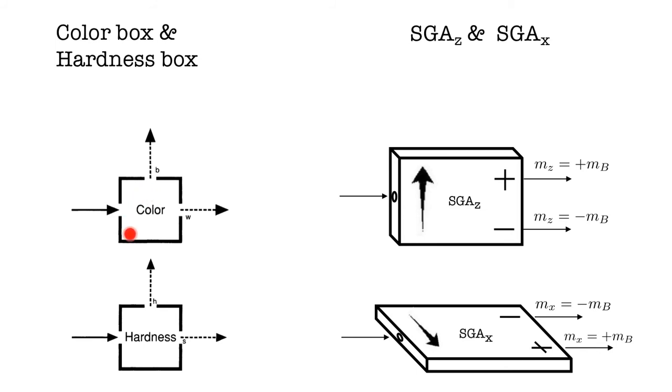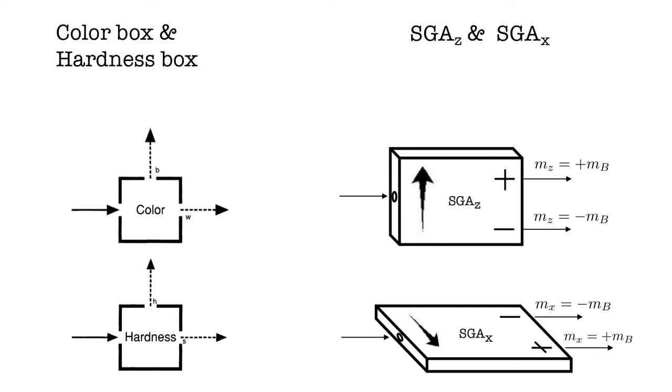Okay, so it turns out that this color and hardness analogy holds for any two Stern-Gerlach analyzers that are perpendicular to each other. So z and x works, minus z and minus x would work, plus and minus 45 degrees would work. Any pair of analyzers that are 90 degrees apart would have the same exact properties as a color hardness pair in terms of the transmission probabilities and so on.